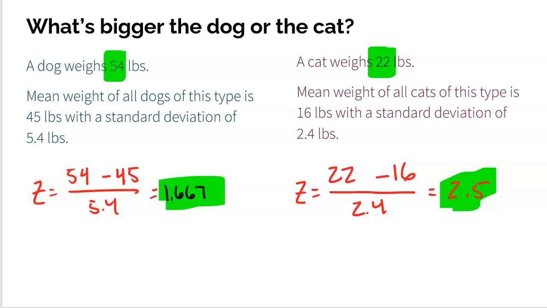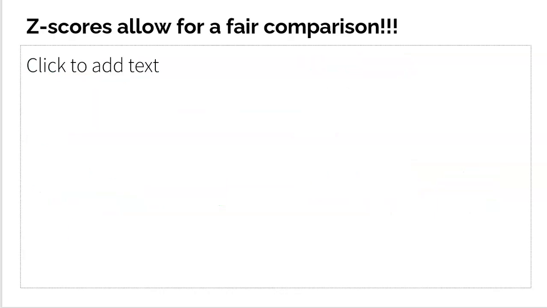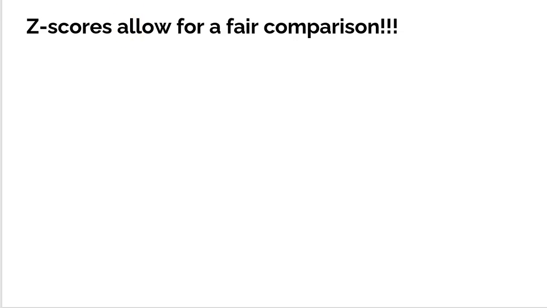But if we put them on this universal measuring tool called a z-score, now it's really fair to compare them and say that cat is way bigger than that dog. So z-scores really do allow for this fair comparison, a really true fair comparison in our data. A lot of scoring systems are going to z-scores.